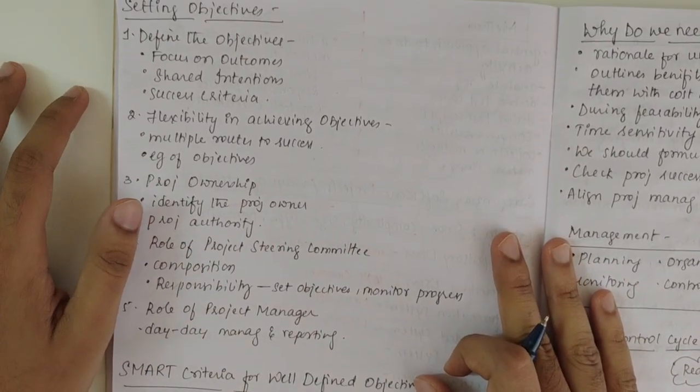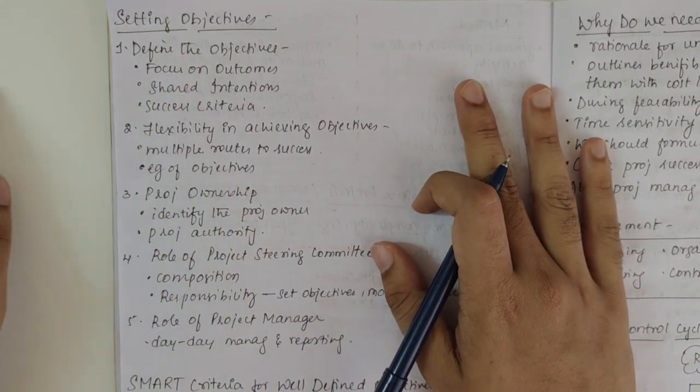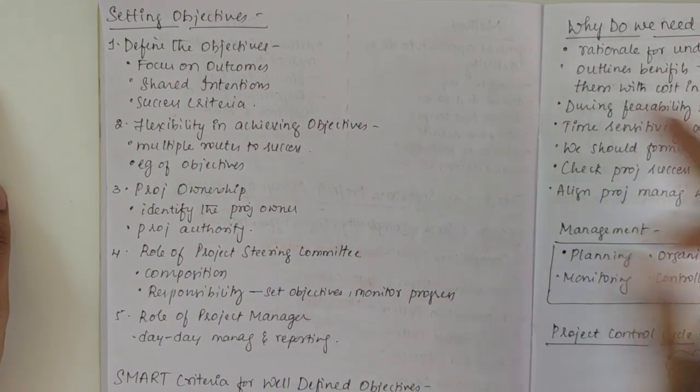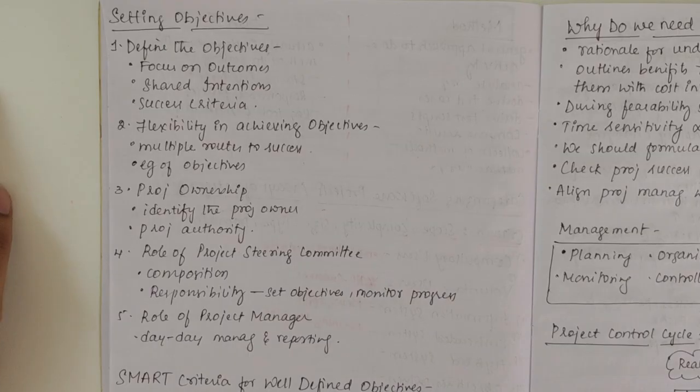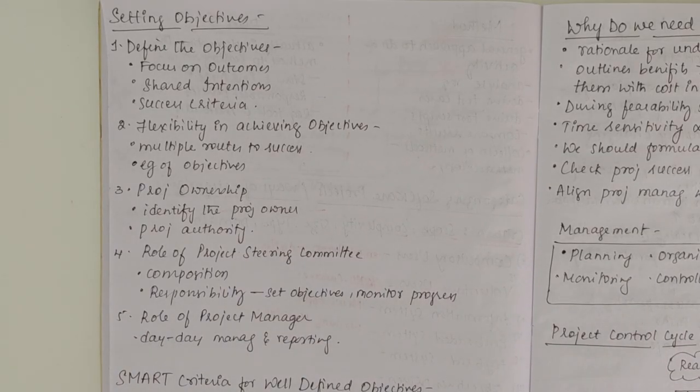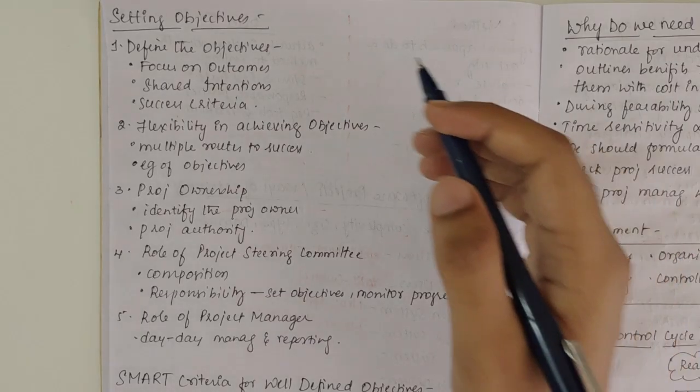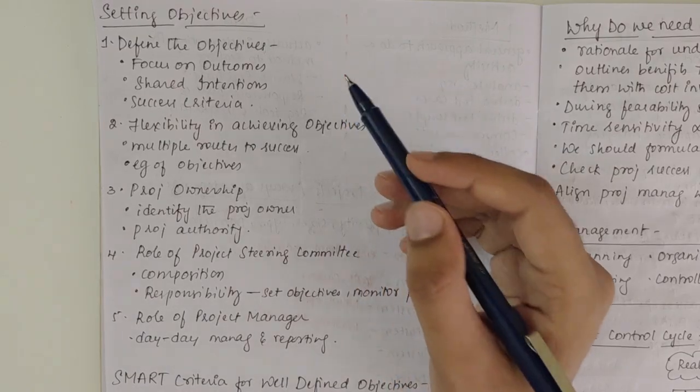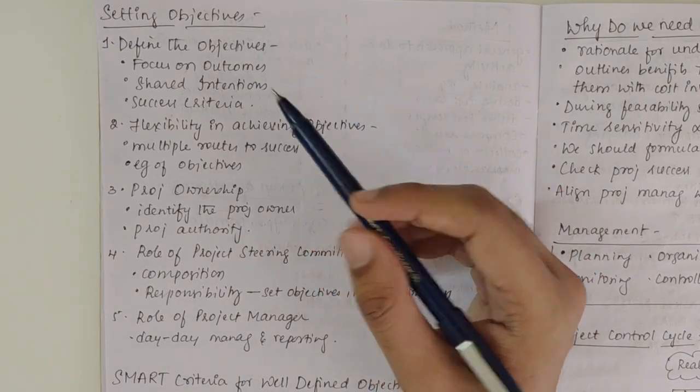Next we have setting objectives. Setting objectives is pretty important in software project management, because once we set the objectives, it becomes easier for the stakeholders as well as the developers to proceed accordingly. In project management, setting clear and achievable objectives is pretty important.